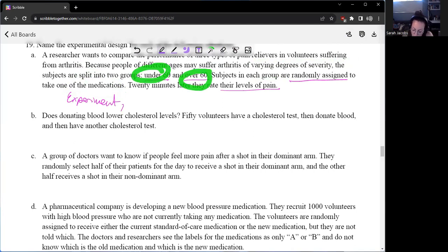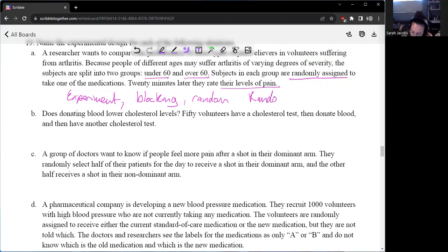And they're split into groups based on a variable that might affect what we're studying, but we're not actually studying that. So we're not studying how age affects it. We're studying how the medicine affects the pain. So we are blocking to reduce the potential confounding effect of the difference in age. And it is randomly assigned. So it's random. So you might call this a randomized block design.